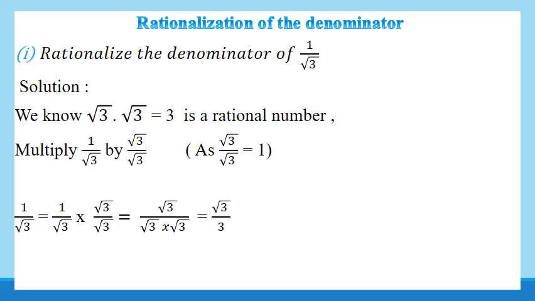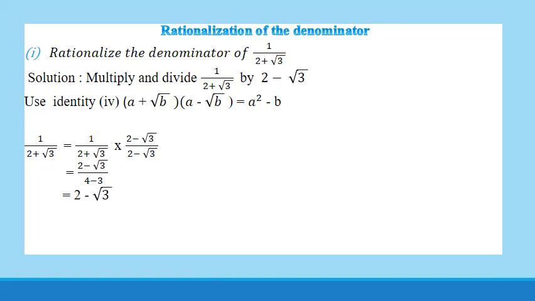As root 3 upon root 3 equals 1, we are not changing the number; it is as it is. Only to remove the irrational number sign from the denominator, we have to multiply and divide by root 3. So 1 into root 3 means root 3, and the denominator means root 3 into root 3, that equals 3. So the final answer is root 3 upon 3. That means we rationalize the denominator.